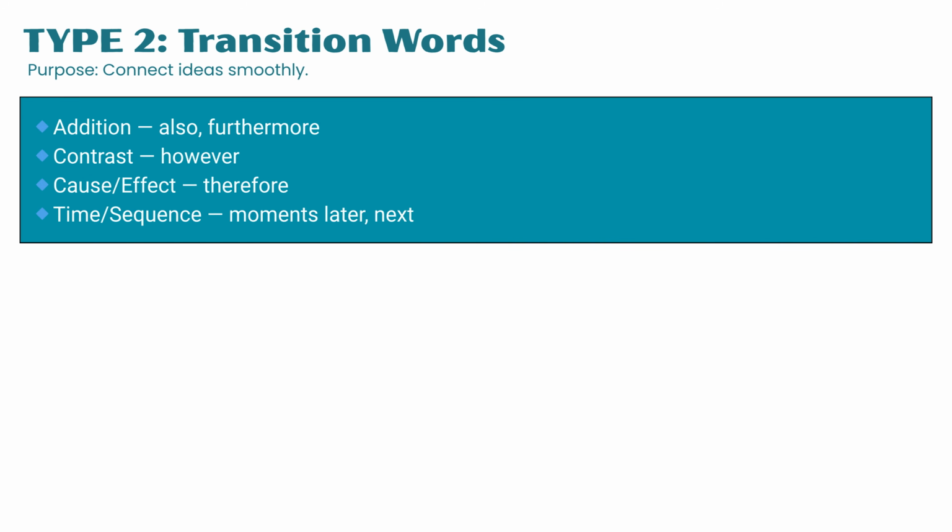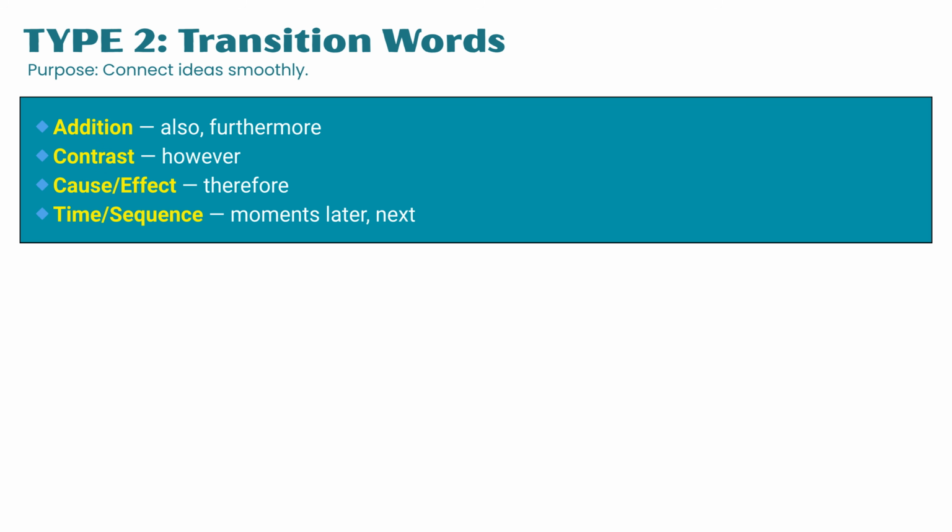The second type is transition words. These words connect ideas smoothly so the paragraph flows logically. Picking the right transition is one of the easiest ways to make your writing clear and professional. Transition words fall into four main categories. Addition: also, furthermore, in addition. Contrast: however, on the other hand. Cause and effect: therefore, consequently. Time or sequence: then, next, moments later.